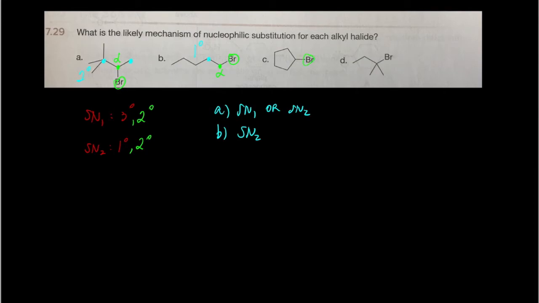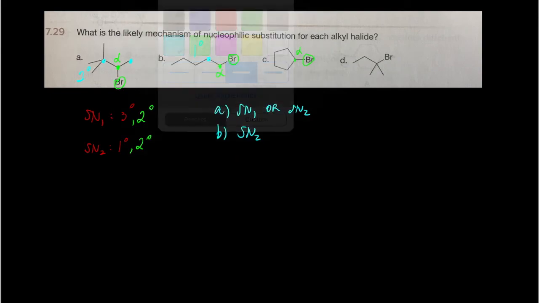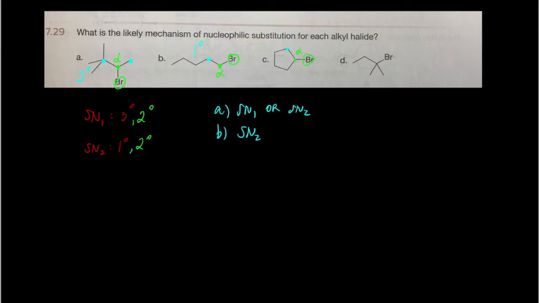Molecule C, here's our halogen, here's our alpha carbon, and you want to very carefully identify the number of carbons attached to that. Here again we have a secondary alkyl halide, and secondary alkyl halides can react by SN1 or SN2 to give you the substitution products.